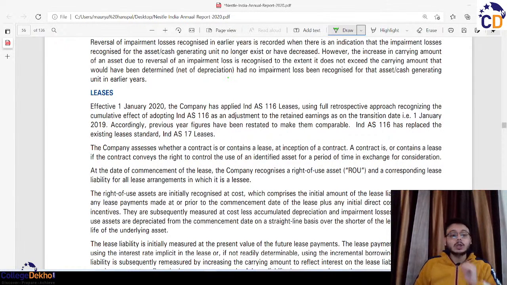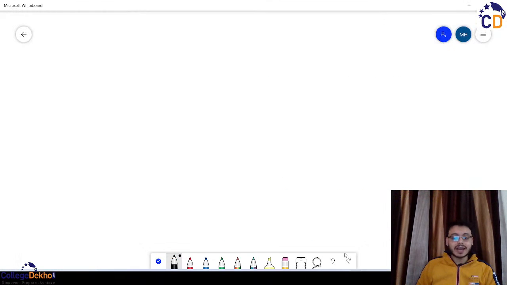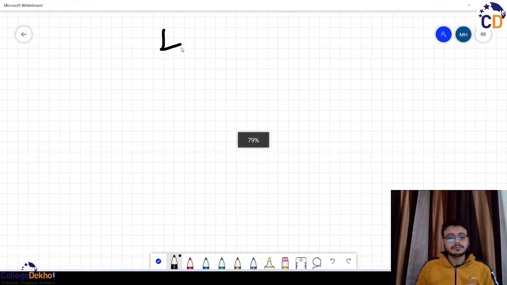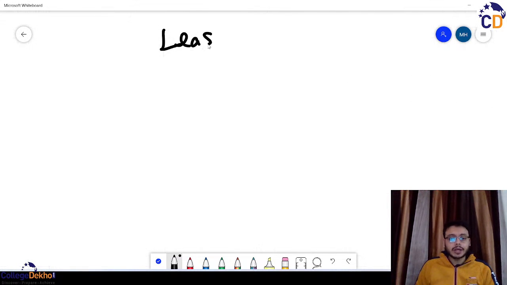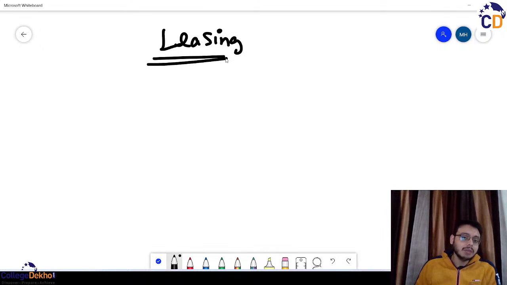So what exactly do we mean by leases? You might have heard there are a large number of lease contracts. Leases can be termed as synonymous with a kind of rental agreement. So what happens in case of a lease? Firstly, I'll just write here, lease. I hope the whiteboard is completely visible to you. So what exactly do we mean by leasing?